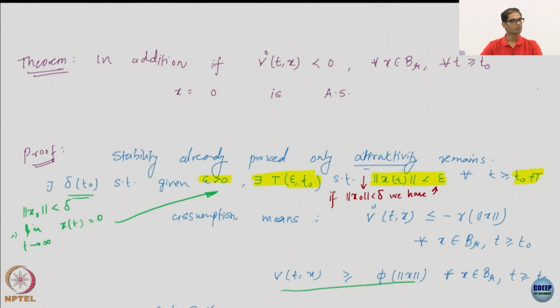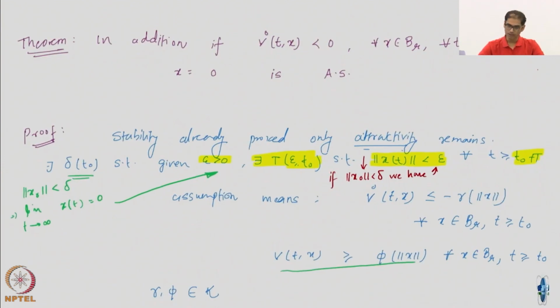Okay. So this is what we now want to prove, the next step in some sense. Because we have already proved stability, the only thing we need to prove is attractivity. Remember that asymptotic stability is just a combination of stability and attractivity. If you add uniformity to stability and uniformity to attractivity, you get uniform asymptotic stability and so on and so forth, right. So we already know the terminology pretty well.